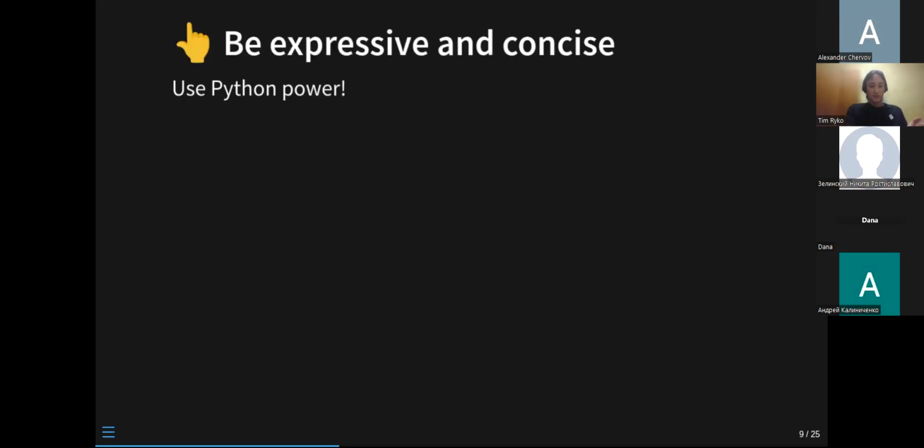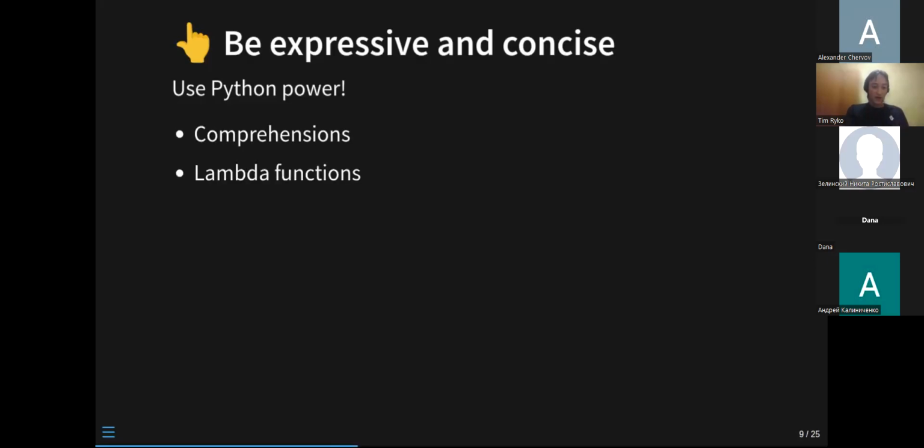Finally, it's very nice when your code is expressive and concise. I mean, when you don't have so many lines of code, you can easily read it, and it's kind of concise. And you can use Python's power to achieve it. Generally, some tools which help you to do it are comprehensions, which allow you to create lists, sets, tuples. So just use them. They are very nice.